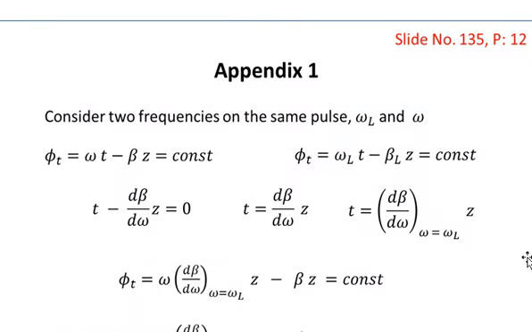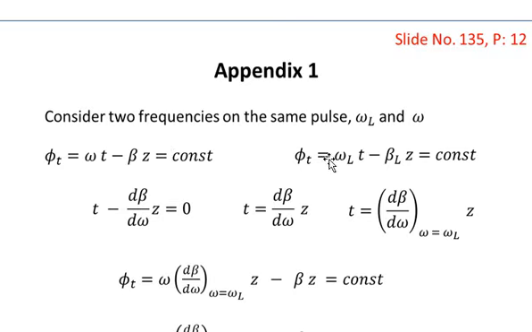So this is the appendix and we are going to show the derivation. You see that we are considering that phi(t) is written as omega t minus beta z equal to a constant, and omega is any frequency on the pulse. And here we have also written the same relationship for only the central frequency, that is omega L: omega L times t minus beta L times z is equal to a constant. And beta L is the parameter related to omega L.